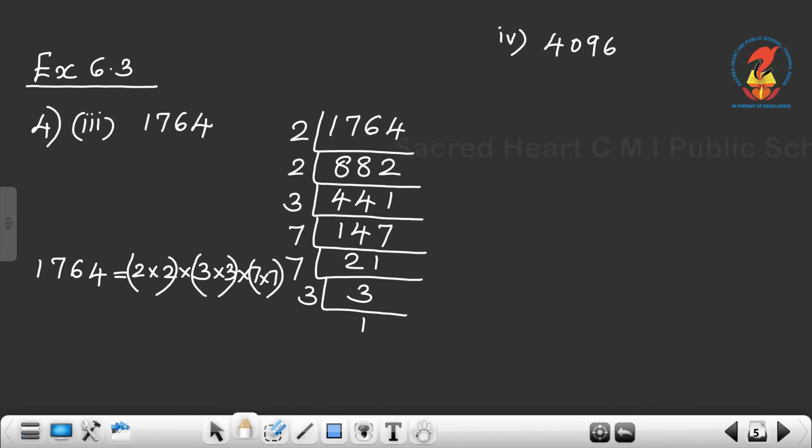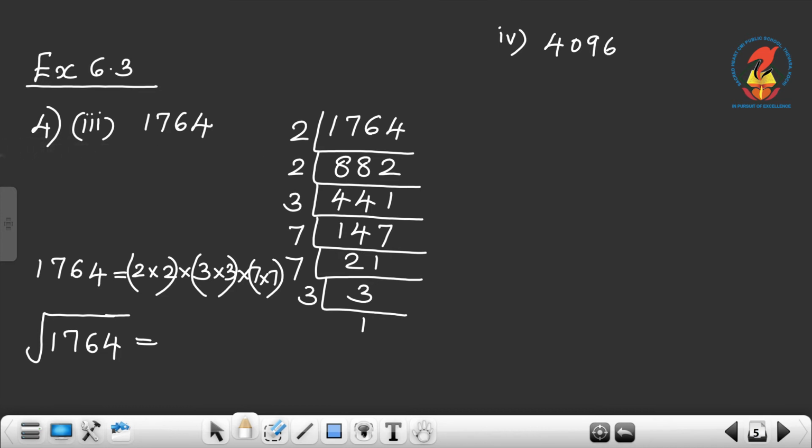Okay. Then we have to take one of the numbers from each pair. When we take one of the numbers from each pair, we put this symbol. What is the name of the symbol? Radical symbol. So, square root of 1764, instead of writing in words, we can use this symbol.